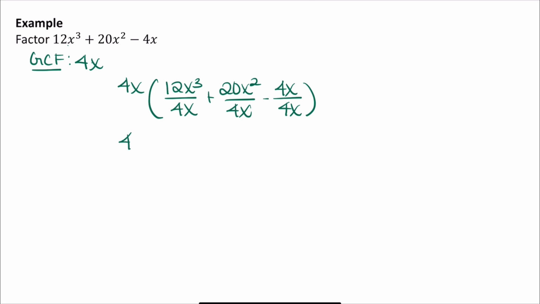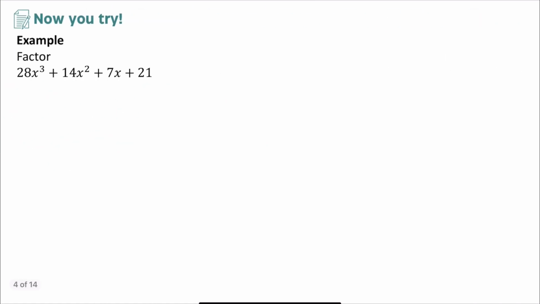So I have my 4x in front, and then 12x cubed over 4x is going to give me 3x squared. And then plus 20x squared over 4x is going to give me 5x. And then minus 4x over 4x, that's just going to be minus 1. So now I have 4x times 3x squared plus 5x minus 1. And that's the factored form of this expression. So now you can go ahead and pause the video and try doing this example on your own.